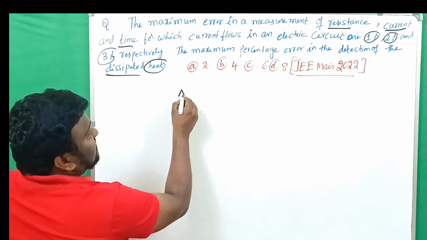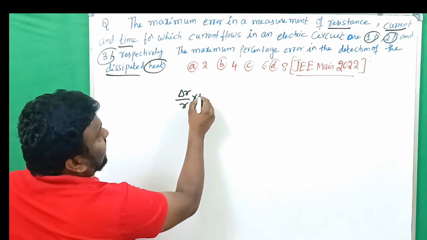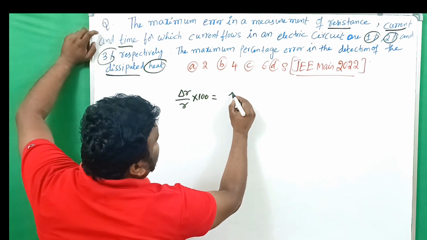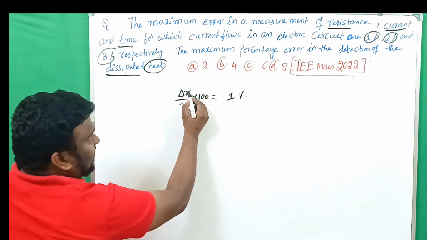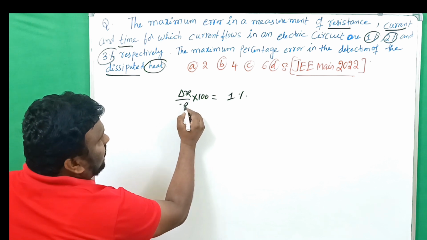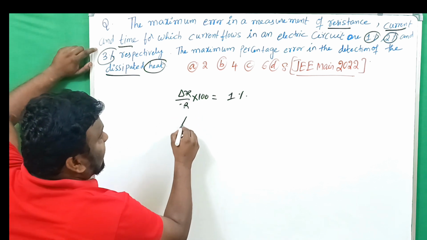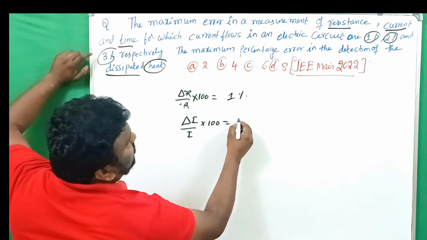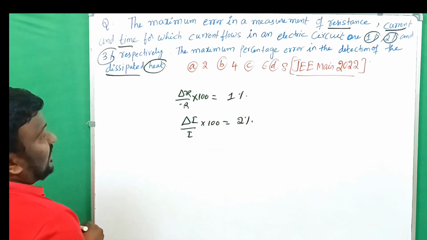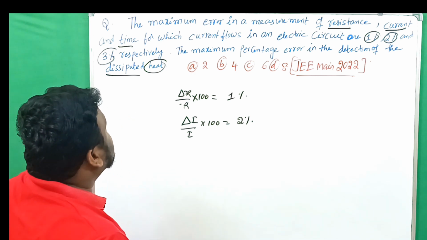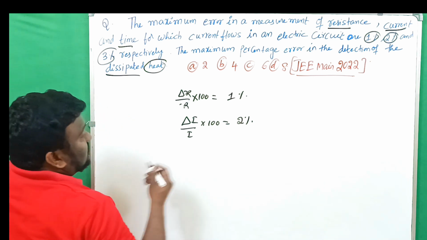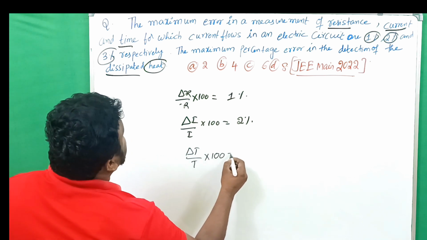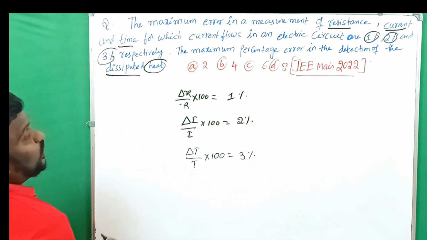The percentage error in resistance, delta R by R into 100, is 1%. You can take capital R also, no problem. The percentage error in current, delta I by I into 100, is 2%. Similarly, the percentage error in time, delta T by T into 100, is 3%. What do you have to find out now?